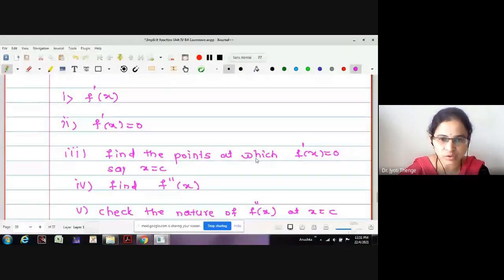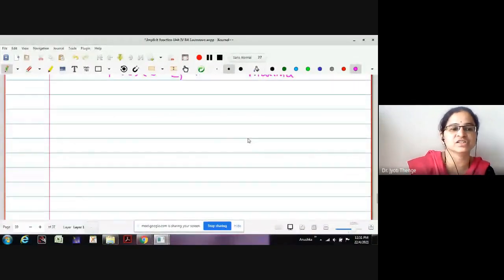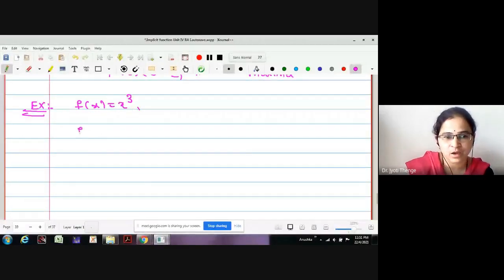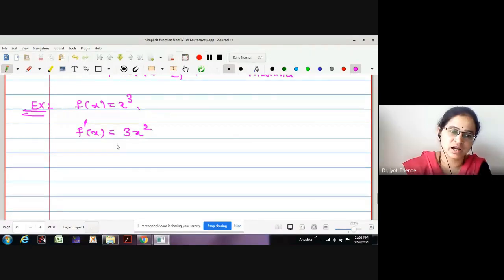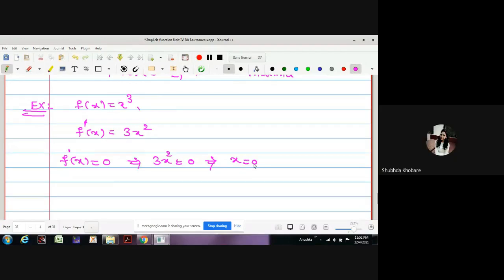Before going to understand the geometrical interpretation of this part, I'll just give you one function and you just tell me the answer. Say f(x) equal to x cube. Let us follow the process. What is the first order derivative? 3x square. Let me equate this first order derivative to 0. What it gives me? 3x square is equal to 0. What is the point we have found at which f'(x) is 0? x is equal to 0.